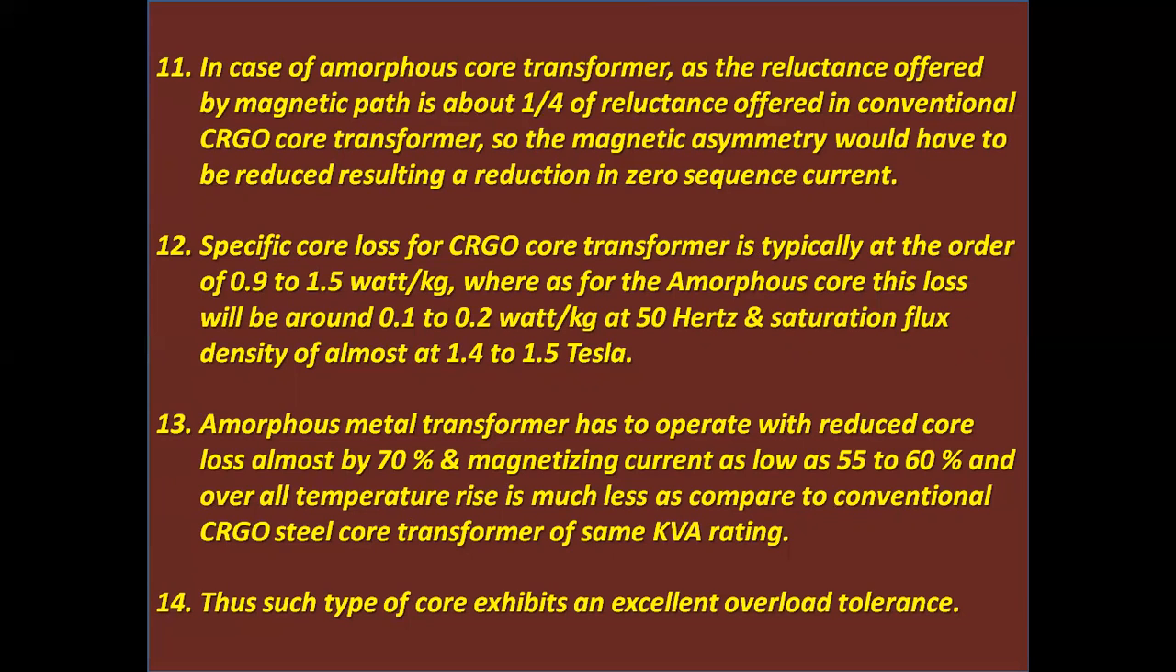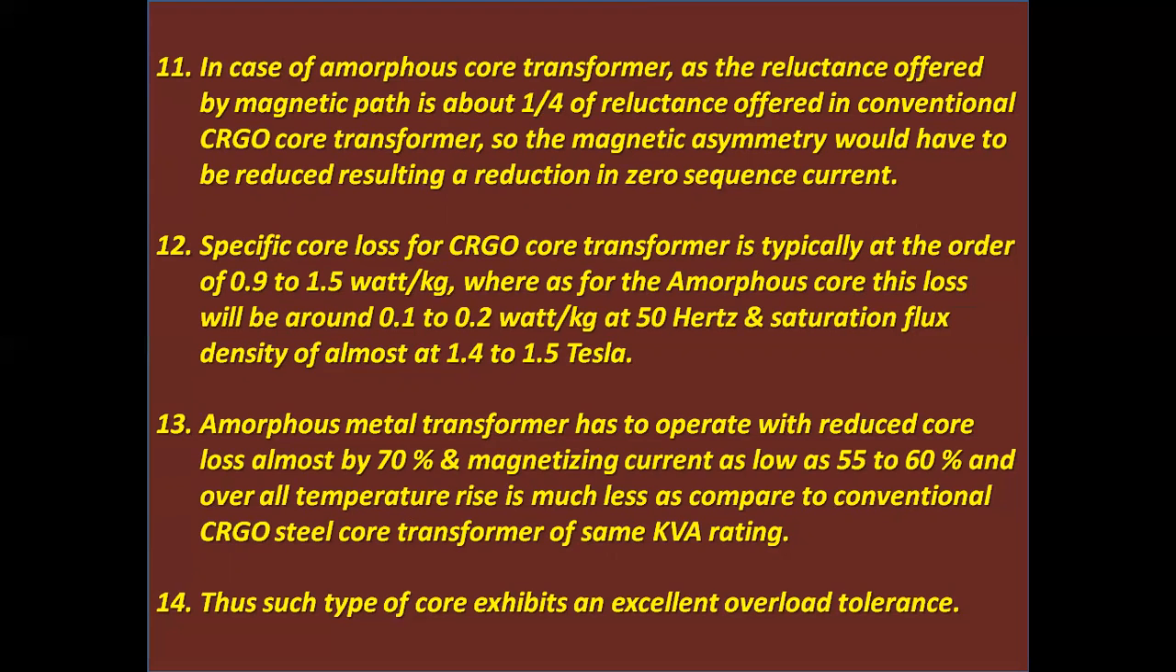Number 12, specific core loss for the CRGO core transformer is typically of the order of 0.9 to 1.5 watt per kg, whereas for the amorphous core, this loss is around 0.1 to 0.2 watt per kg at 50 hertz and a saturation flux density of almost 1.4 to 1.5 Tesla.